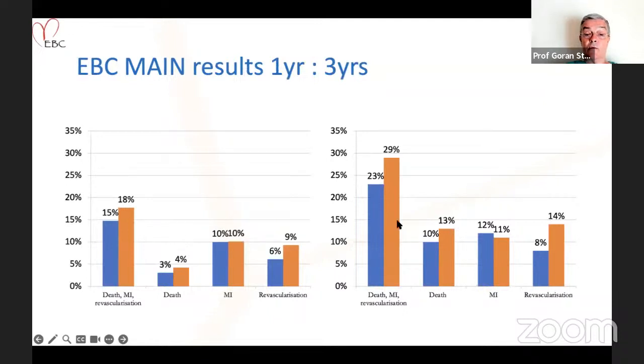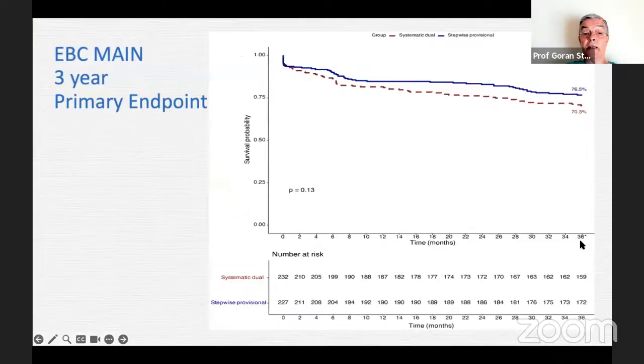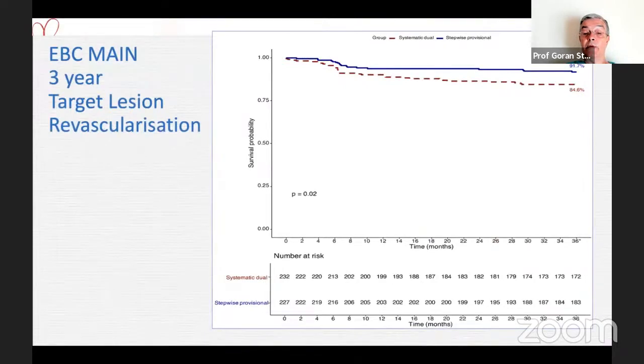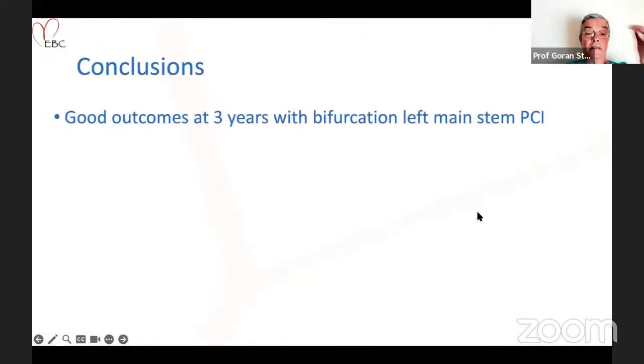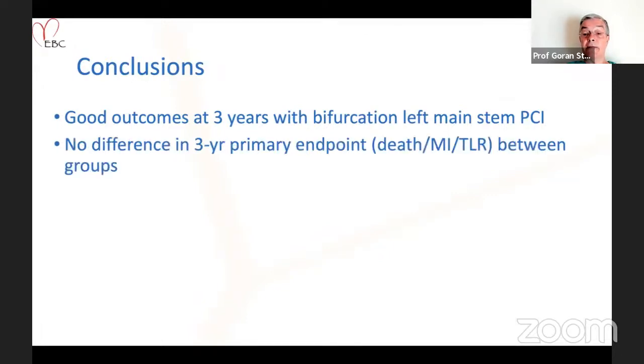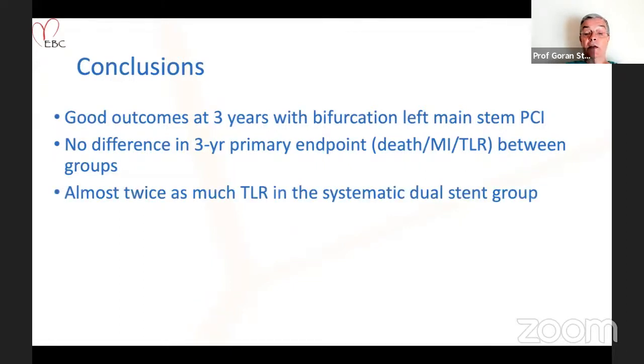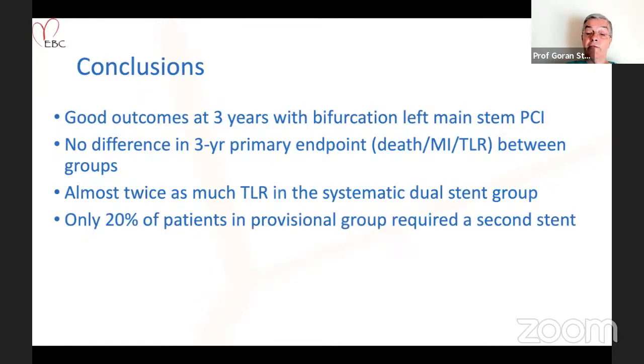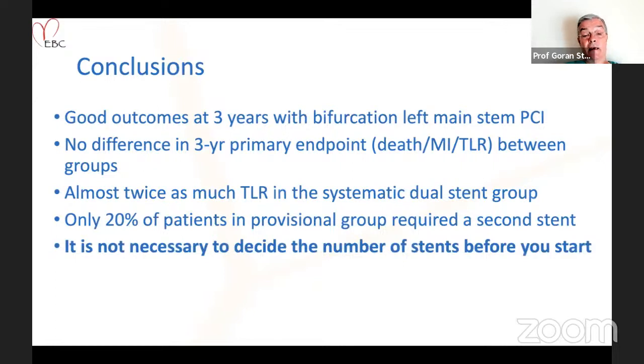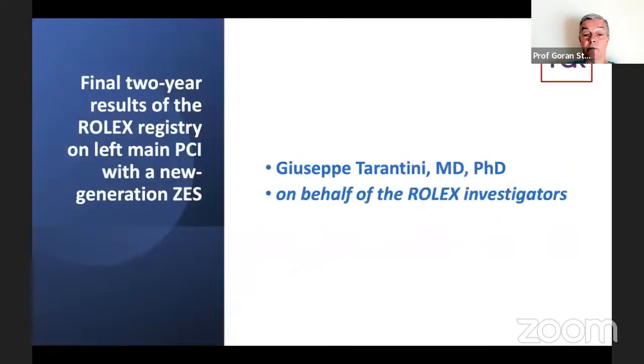Here we put together 1 year and 3 years, and we see increase in the event rate in two stent strategy. These are Kaplan-Meier curves for primary endpoint and for target lesion revascularization, which attains statistical significance. So David concluded that there are good outcomes at 3 years with bifurcation PCI of the left main, no difference in 3 year primary endpoint between the groups, almost twice as much TLR in systematic dual stenting, only one out of five in provisional group requires second stent. And I think the key message, it's not necessary to decide number of stents before you start procedure.